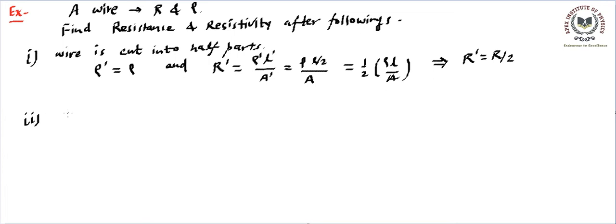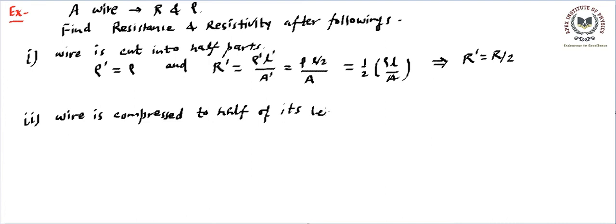Again, a simpler example. Similar type questions you might have done in your 10th standard as well. Let's say we are compressing the wire to reduce it to half length. So the wire is compressed to half of its length. Now what will these new values be?